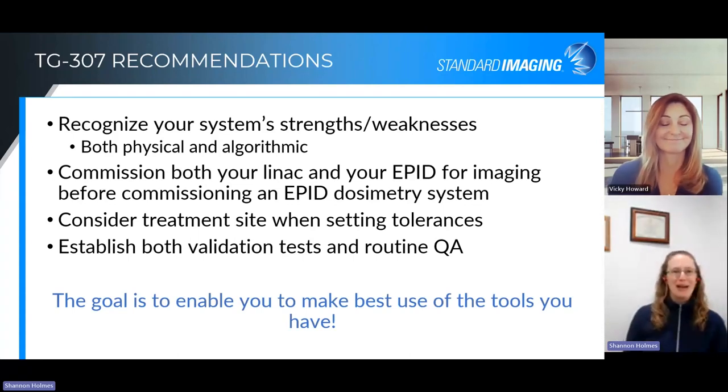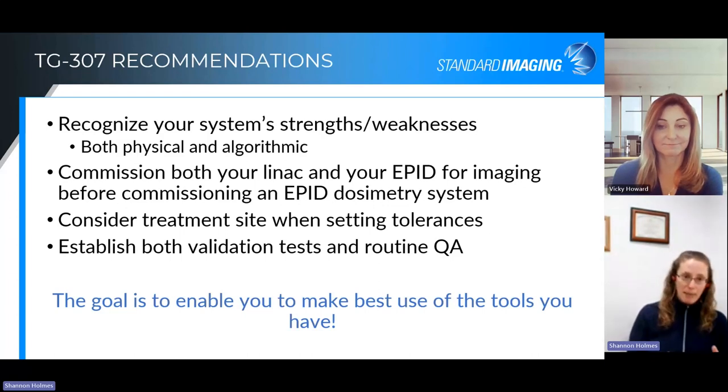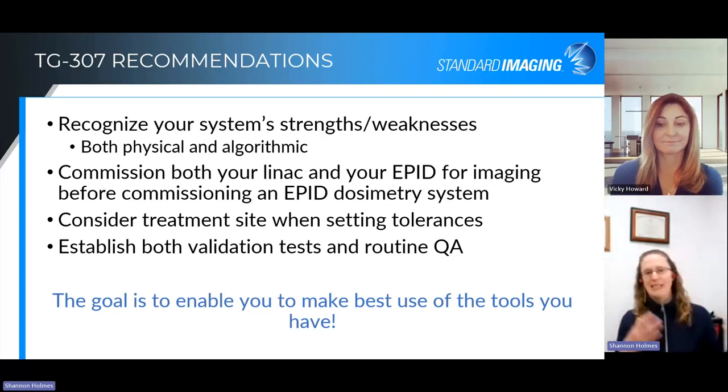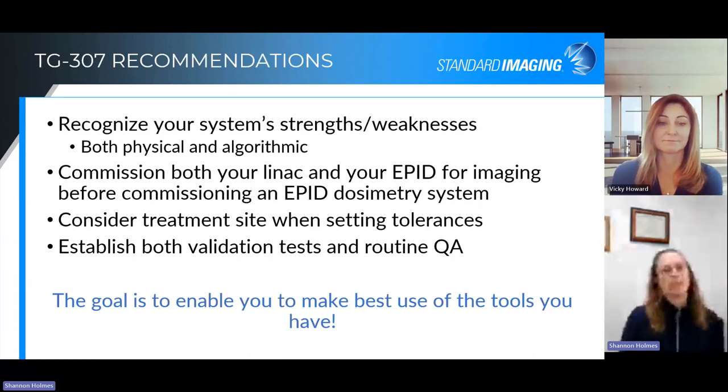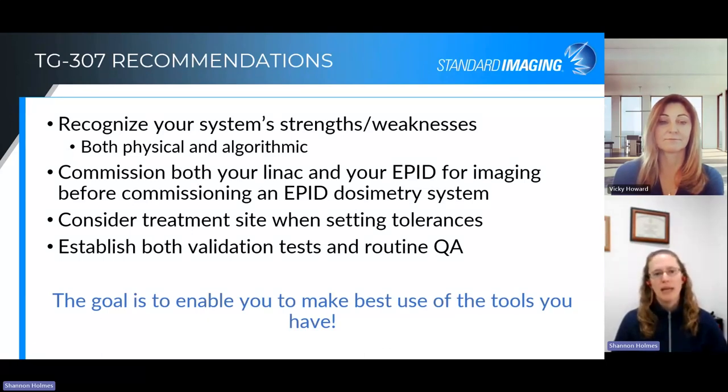But overall, the recommendations are, number one, recognize your system strengths and weaknesses. So that's both the strengths and weaknesses of your physical EPID, the field sizes it can handle, the energy dependencies that might need to be accounted for, and algorithmic, what are the weaknesses of the calculation method that's being used, whether that's for correcting the energy dependence or whether that's a forward projected versus backward projected difference of what you can expect to see and how that will help you tease out where these errors are coming from. And that helps you know what action to take then when an error occurs.